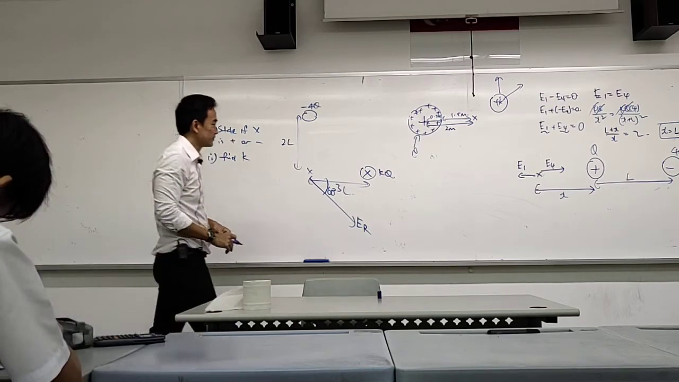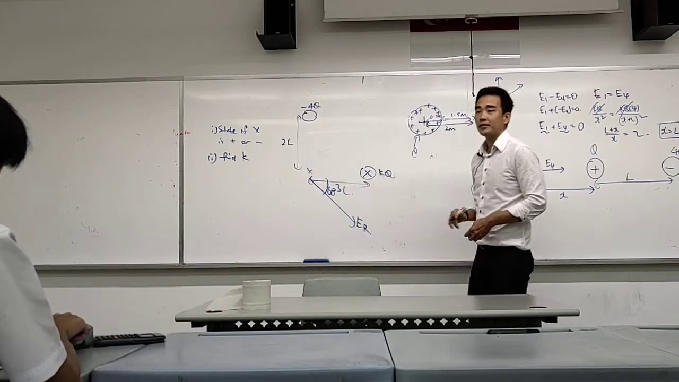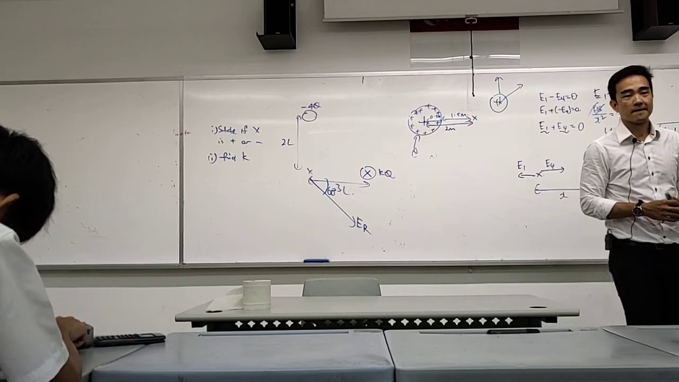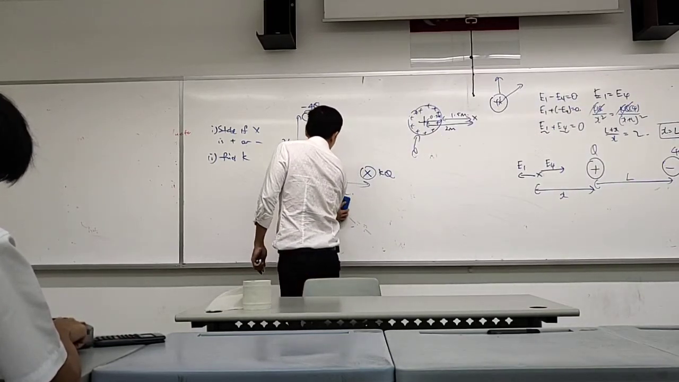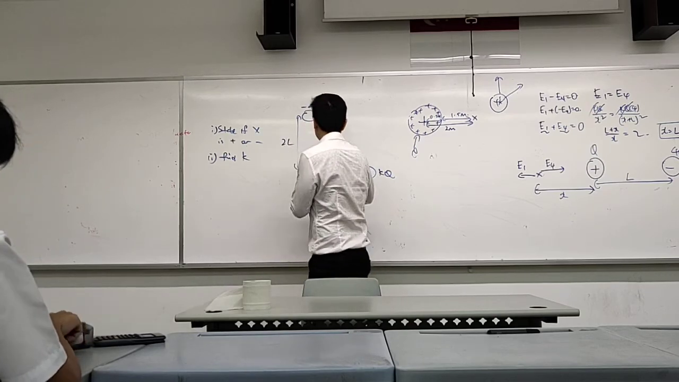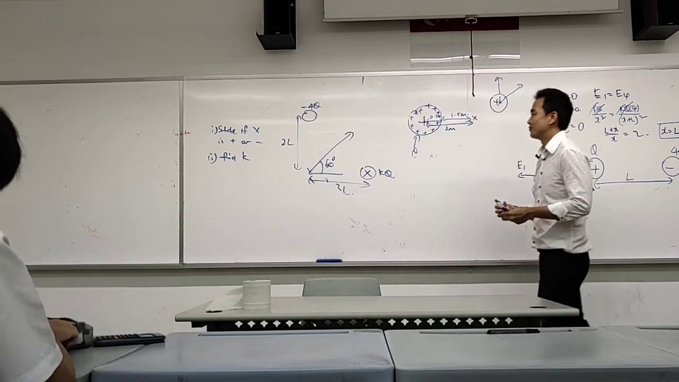That's it. So, the resultant field at this point is pointing this way. That's all you're given. Hey, hang on, what am I doing? It's impossible. Yeah, minus 4Q. Yeah, understand. It's this way. It's impossible for it to point down.